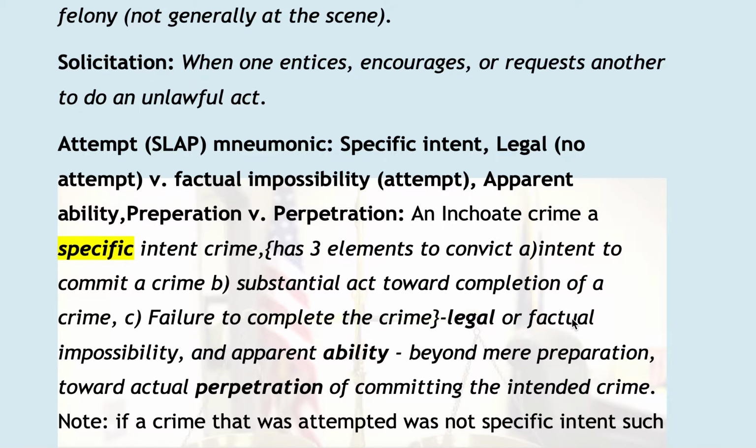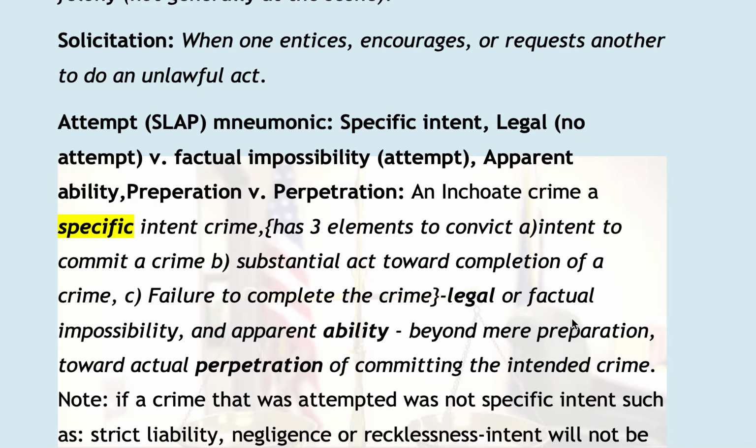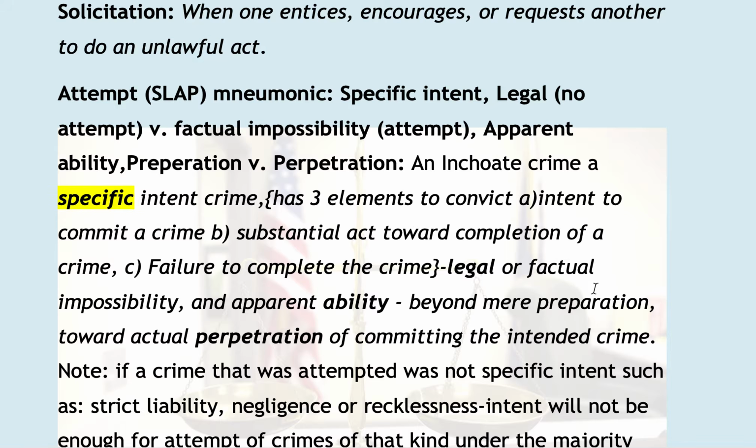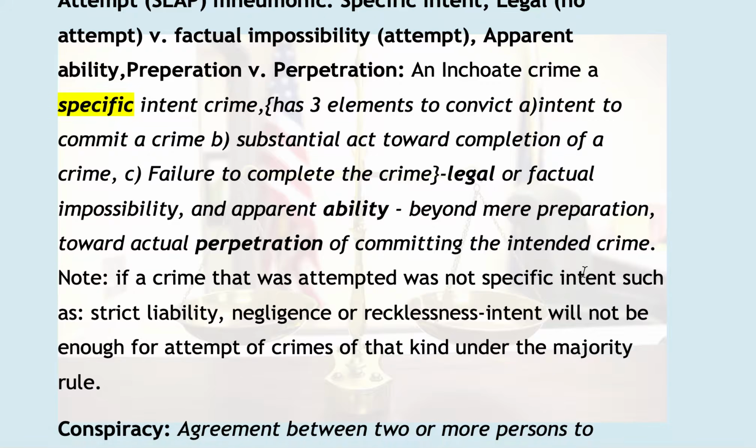Attempt: SLAP is the mnemonic. Specific intent: legal no attempt versus factual impossibility attempt. Apparent ability, preparation versus perpetration. An inchoate crime and a specific intent crime.